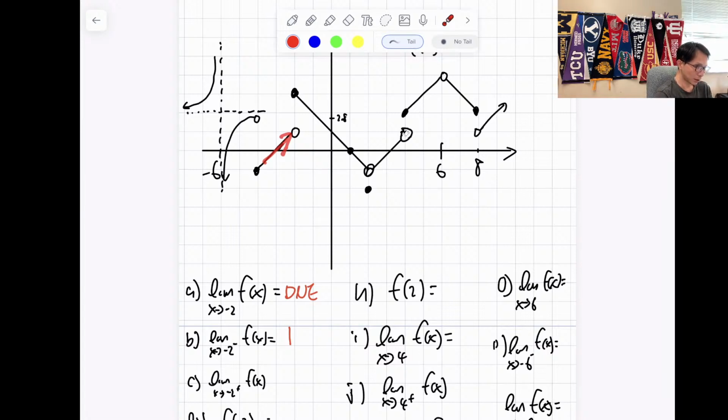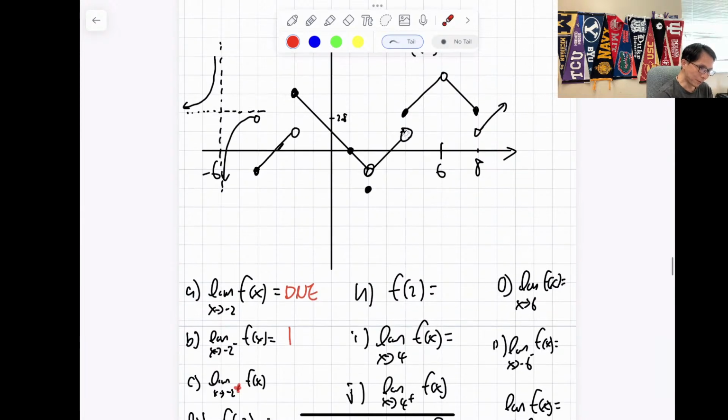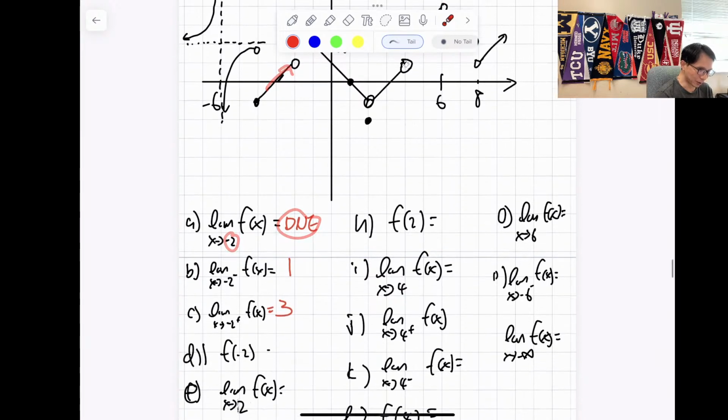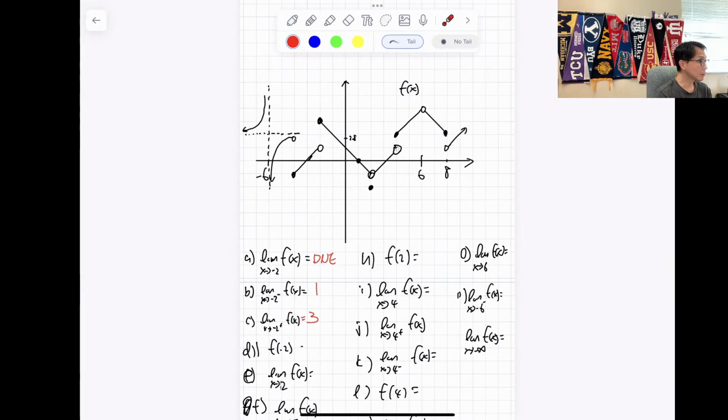It would be because of the A is because of B and C. You look at C. C is -2 from the positive side, right? If I have -2 from the positive side, it's equal to what? 3. So that concludes that the limit as x approaches -2 does not exist because they both reach different values. If they reach the same value, then the limit exists. Now, what will be the next question? How about f of -2? F of -2 is 3.